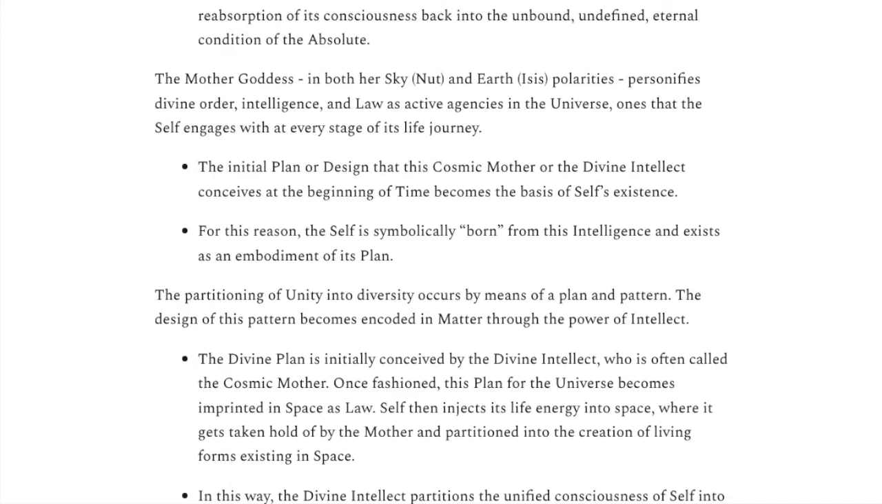For this reason, the self is symbolically born from this intelligence and exists as an embodiment of its plan. The partitioning of unity into diversity occurs by means of a plan and pattern. The design of this pattern becomes encoded in matter through the power of intellect. The divine plan is initially conceived by the divine intellect, who is often called the cosmic mother. Once fashioned, this plan for the universe becomes imprinted in space as law.